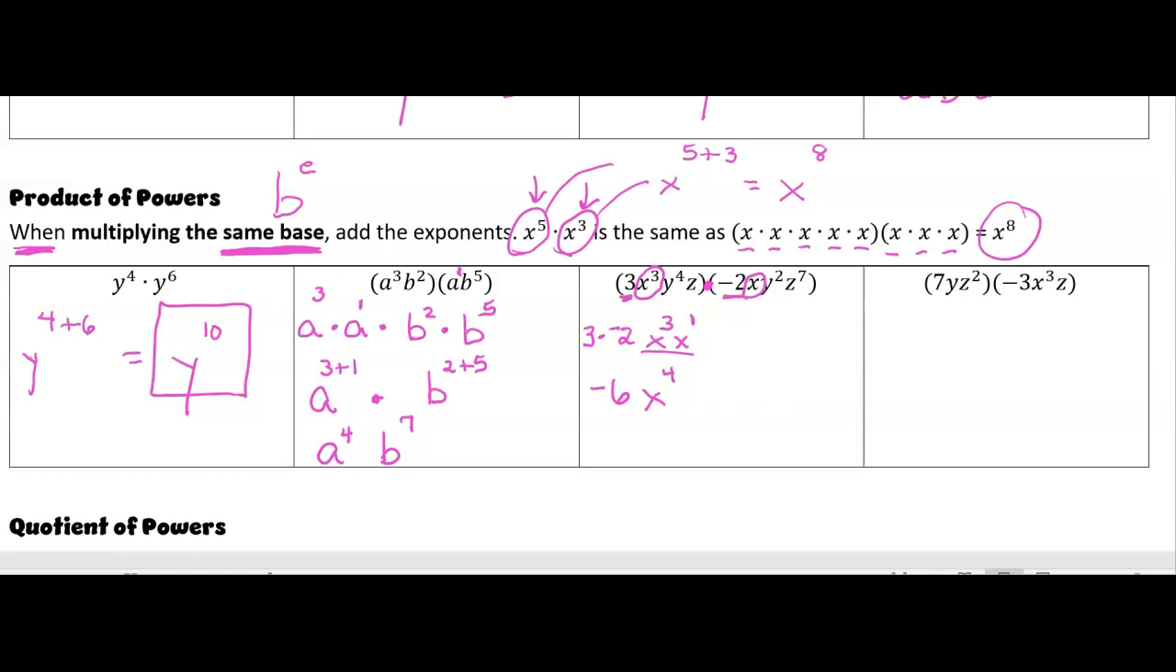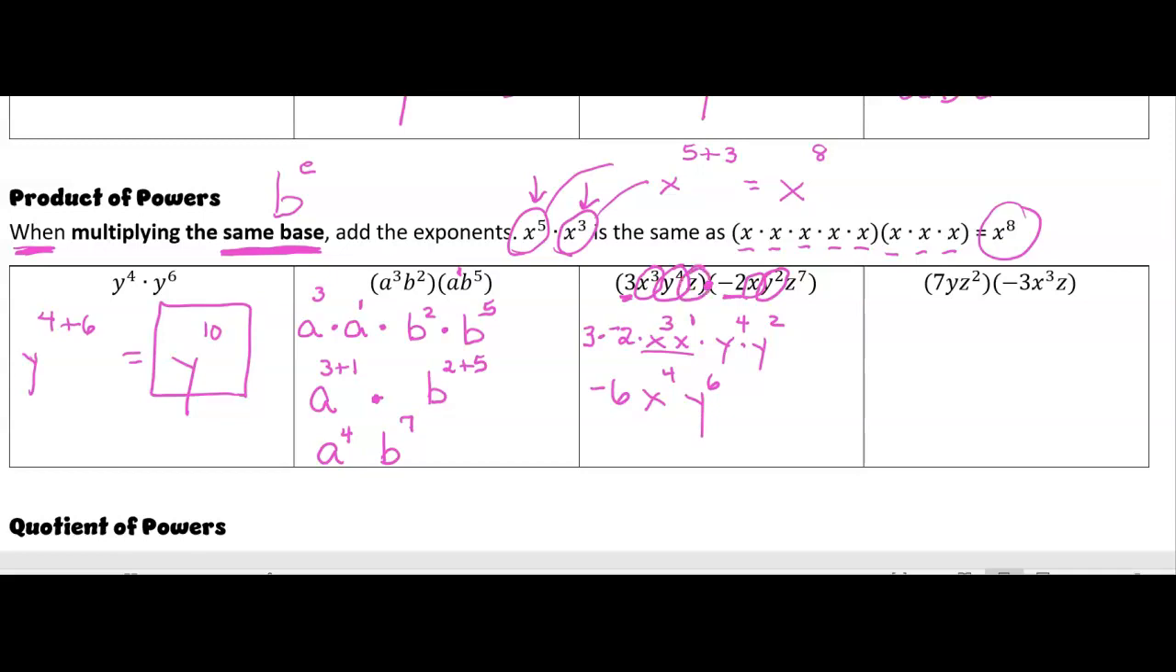And then our y's, we got a y to the fourth times a y to the second. And so that's really y times y times y times y, 4 of them, times 2 more, y times y. So you would have y to the 6th power. You keep the base, add the powers.